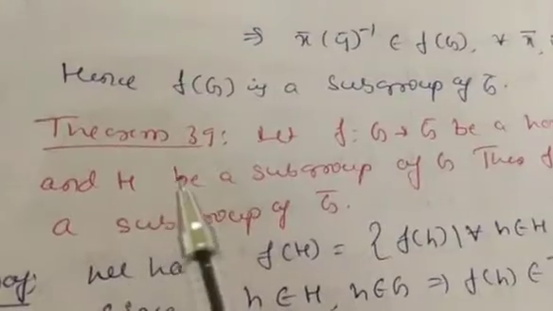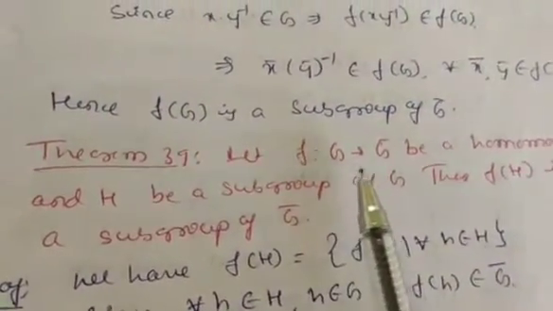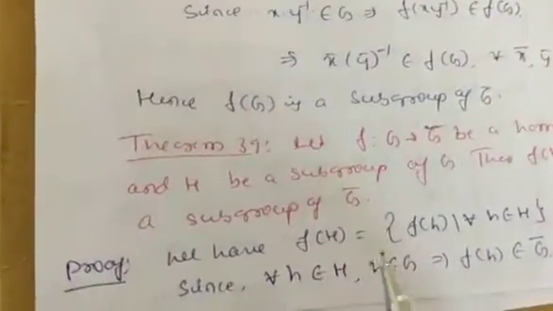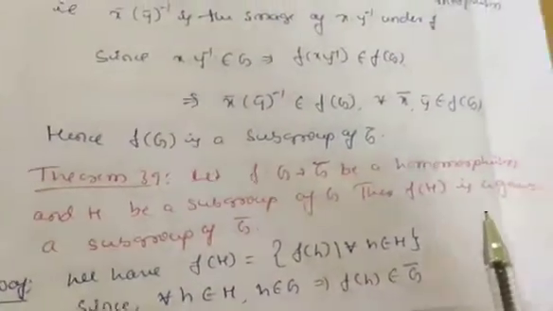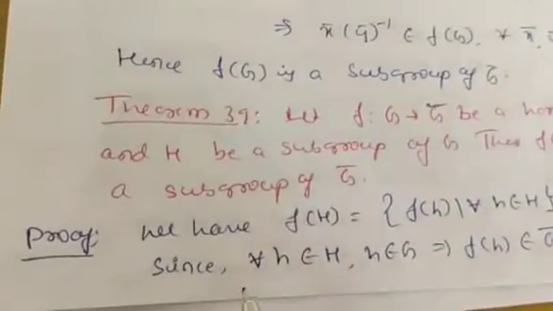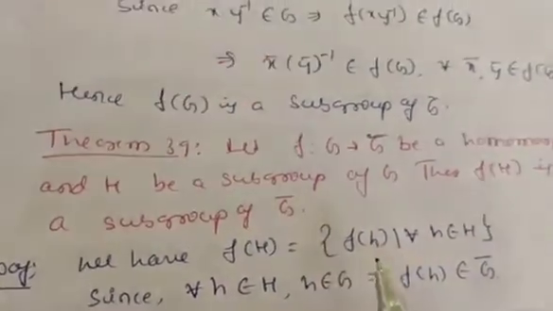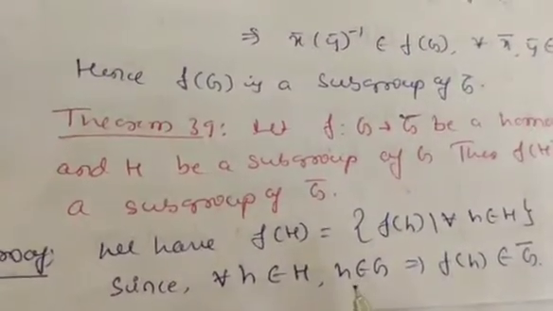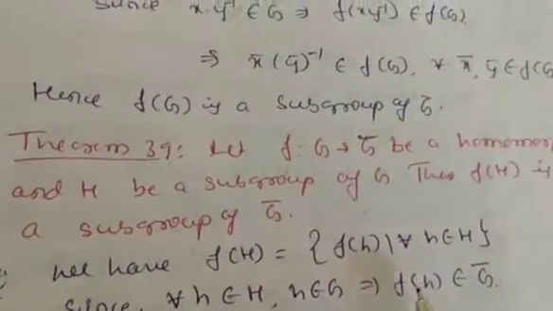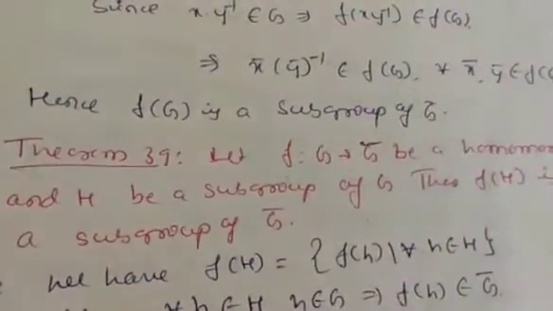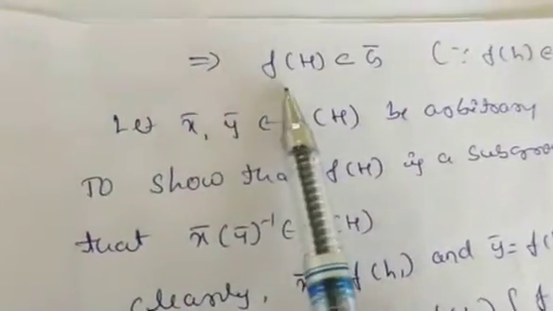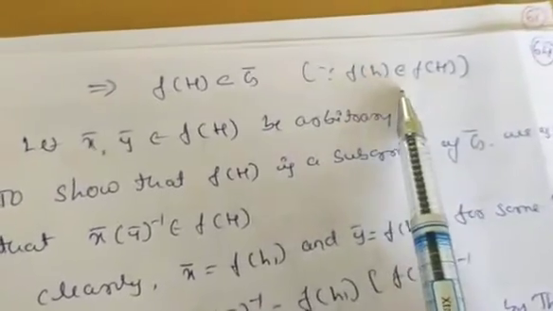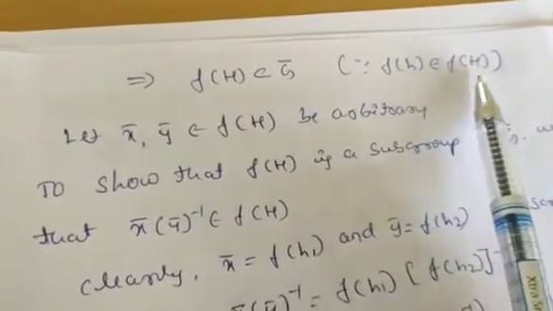Take one more theorem. Let f from G to G bar be a homomorphism and H be a subgroup of G, then f of H is again a subgroup of G bar. Now we have f of h for all h belongs to H. Since for all h belongs to H, h belongs to G, this implies f of h belongs to G bar. This implies f of H is contained in G bar, because f of small h belongs to f of H.